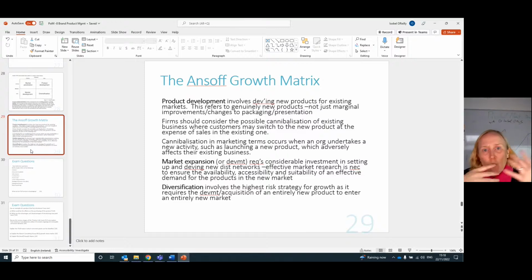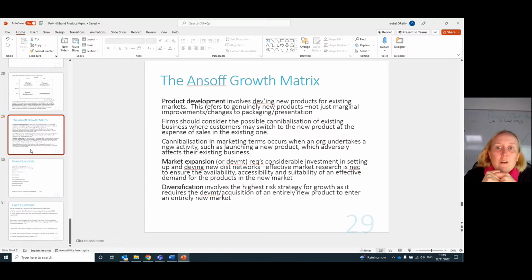So just to go over that again, product development involves developing new products for existing markets. It refers to genuinely new products, not just marginal improvements or changes to packaging and presentation. You know, every time washing detergent has a new whiter than white, that's not really product development in this sense. They're just kind of gimmicks. So it's the extension of the range and that kind of thing. Firms should consider possible cannibalization of existing business, where customers may switch to the new product at the expense of sales in the existing one.